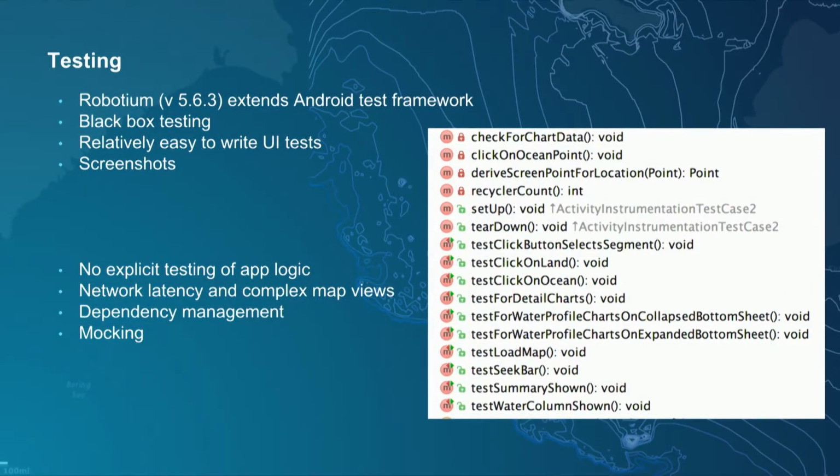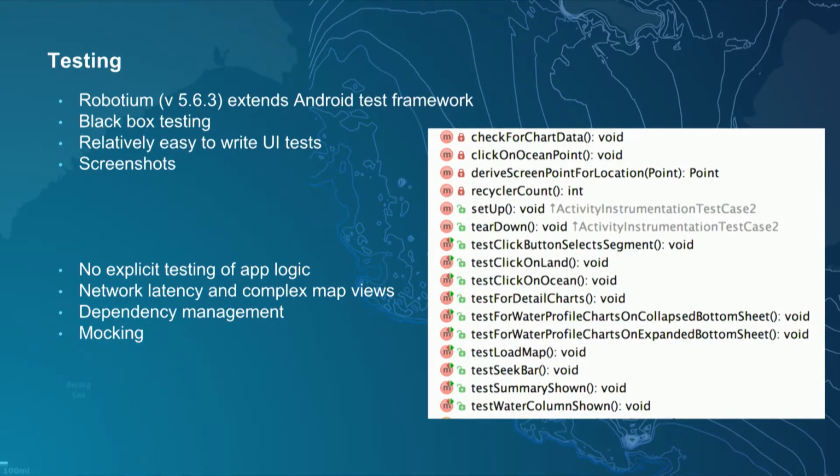So for testing, I used Robotium, which is a black box UI testing framework. I wanted to be able to run through some UI tests to make sure that changes I made weren't breaking anything. And so I chose this as a first place to start, being new to testing.